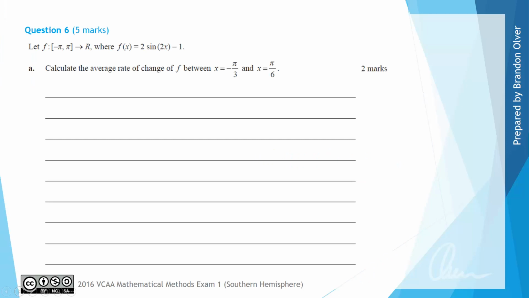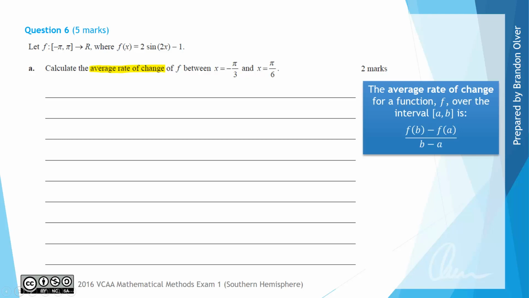So for question 6 we have the function with a domain of negative pi to pi, where the rule is f of x equals 2 sine of 2x subtract 1. And for part A we want to calculate the average rate of change of the function f. First of all we need to recall that the average rate of change of a function f over an interval a, b is given by f of b subtract f of a over b take a, which is really just the gradient between 2 points.